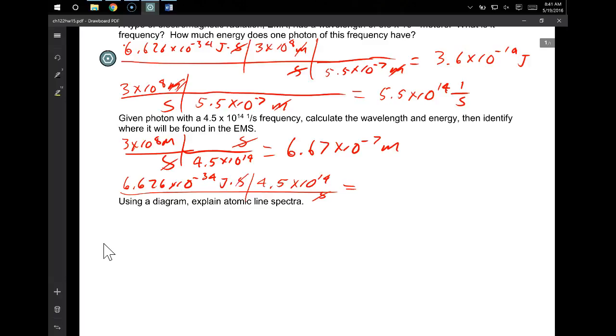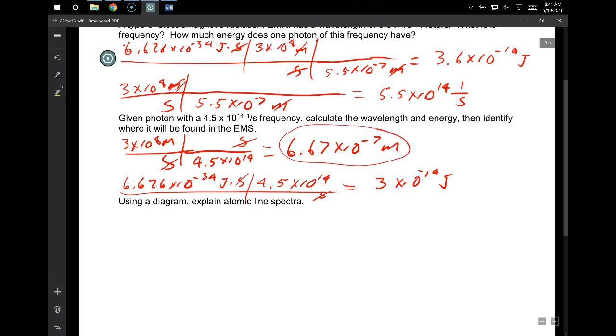6.626 e negative 34 times 4.5 e 14. I get 3 times 10 to the negative 19 joules. So if I look at this guy right here, I can convert this to 667 nanometers. Are we okay with me doing that in my head?